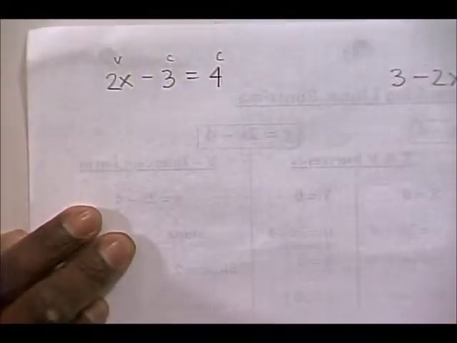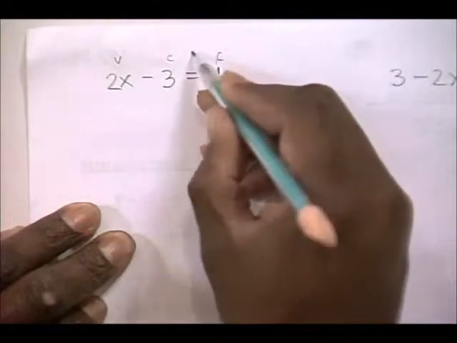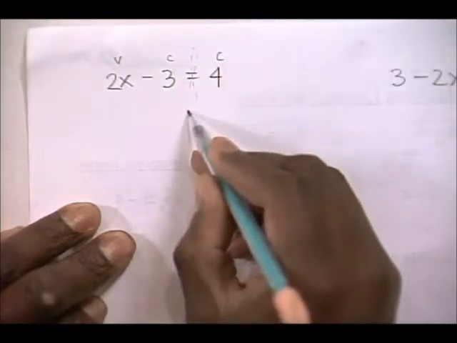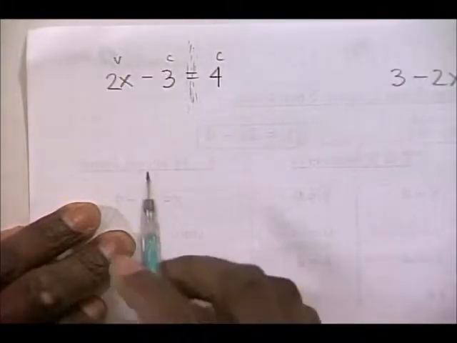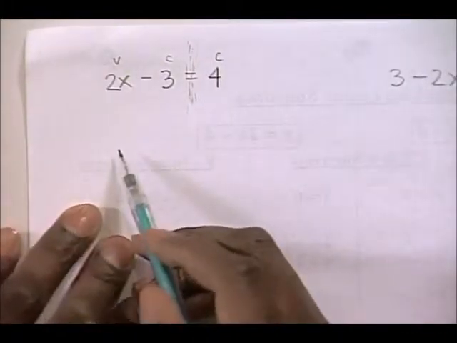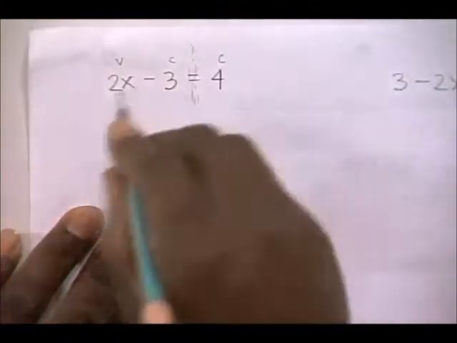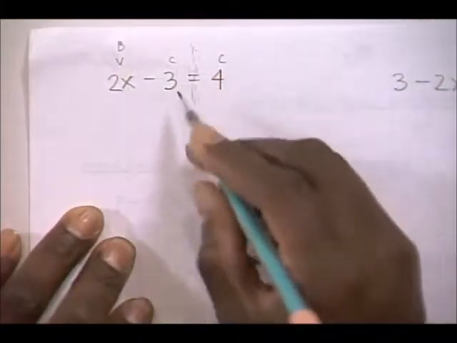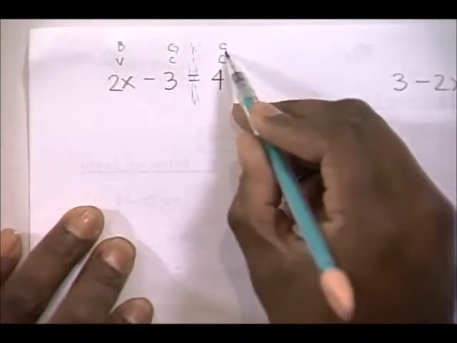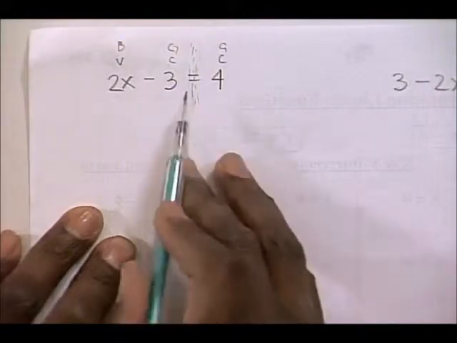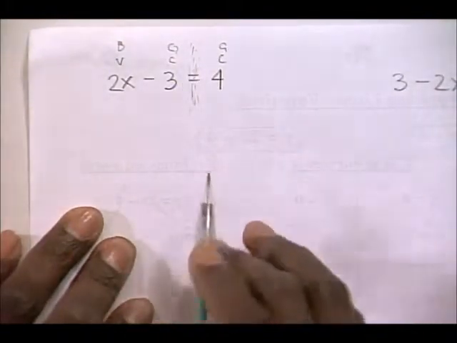And I ask my students to get all of the variables on one side of the equal sign and all of the constants on the other side. Sometimes for students who have some challenges in this, I ask them to label the x as a boy and the constants girls. So you've got boy, girl, girl. Get all the boys on one side of the equal sign, and all the girls on the other side.